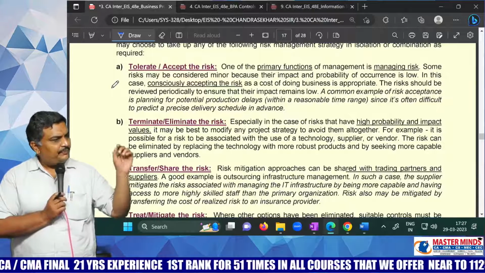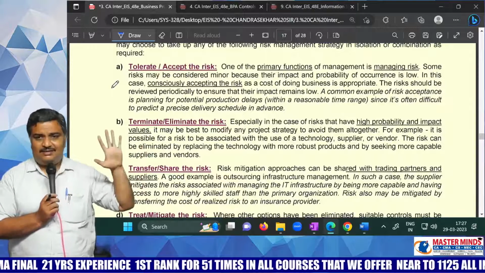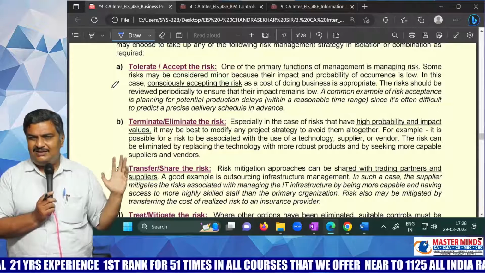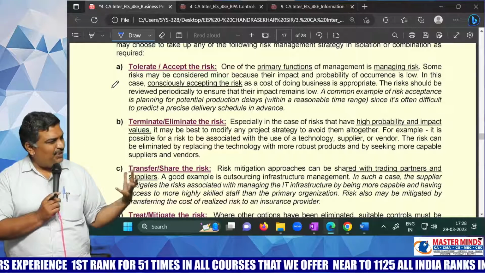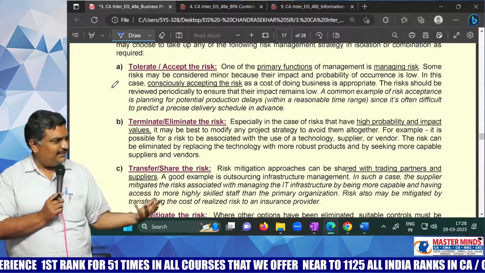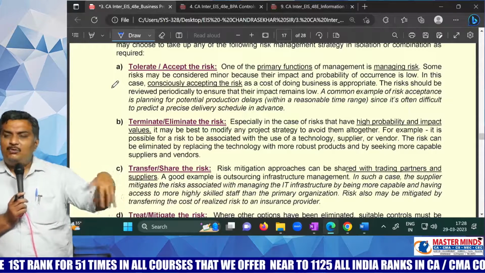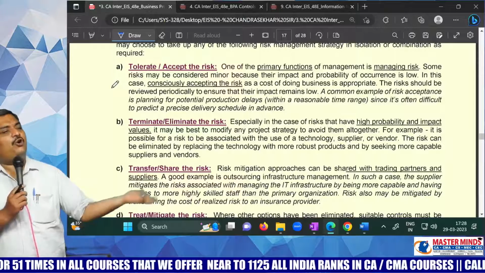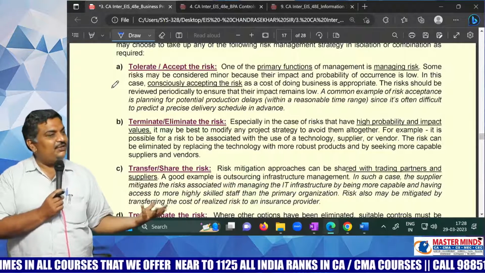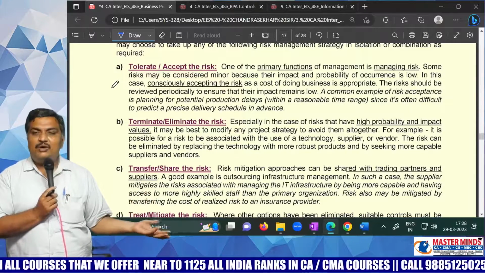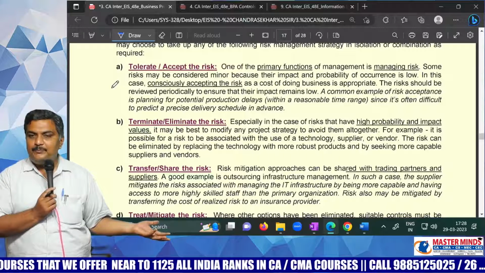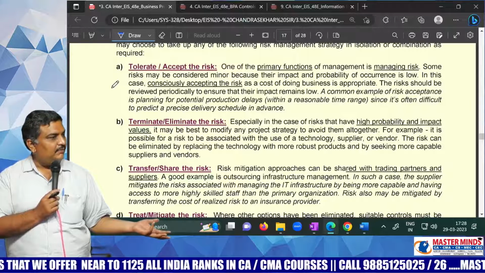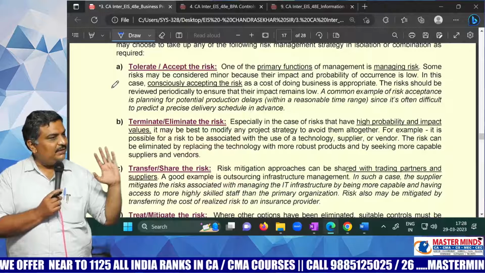Sometimes you find that there is a risk. But that risk is manageable. You need not worry about that risk. And even if you want to remove that risk, it will be a very costly affair. And that risk is not a big risk. Sometimes those situations will be there. So at that time, what is better? Which one is better? You tolerate or accept the risk.